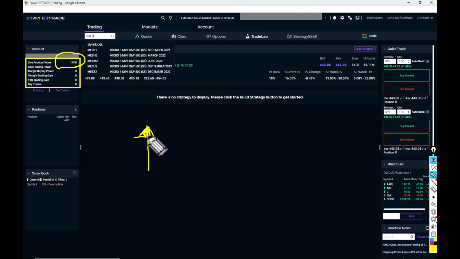That'll be pretty cool for some of you smaller traders. You can follow along as I get this E-Trade account up and running. I think a lot of people are going to really like that. All right, so that's pretty cool.